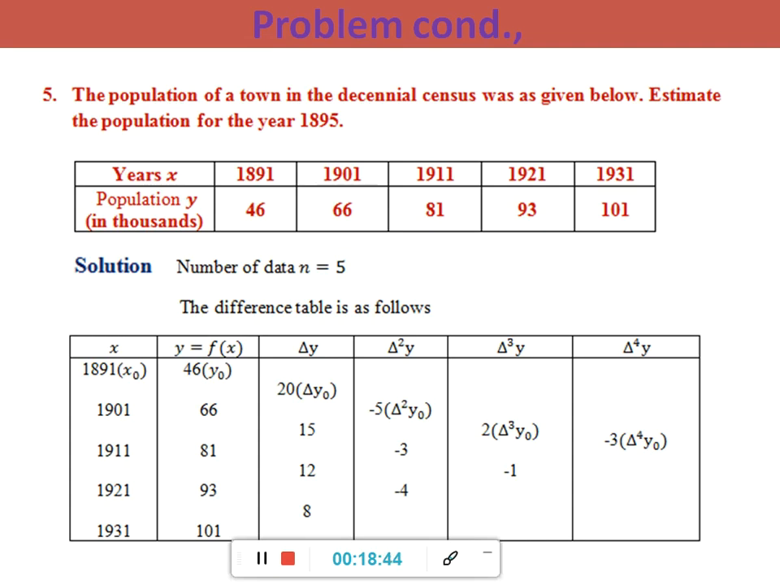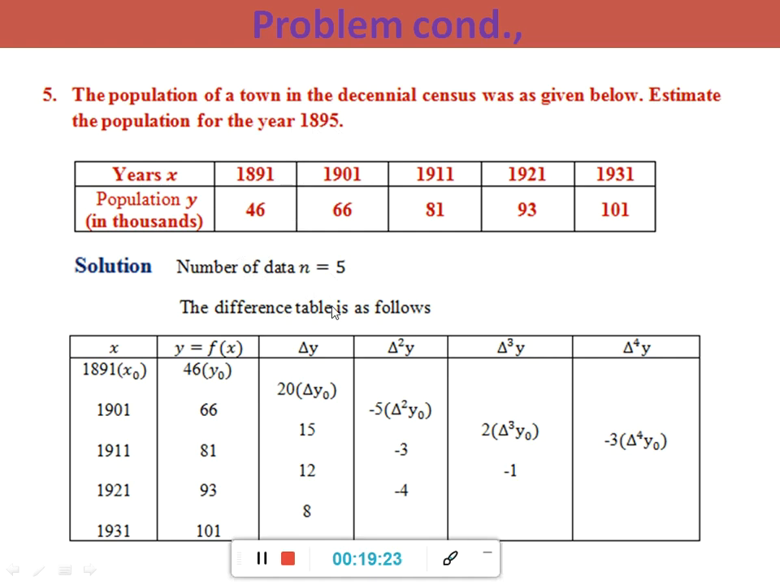The population of a town in a decennial census was given below. Estimate the population for the year 1895, right? So years are given here: 1891, 1901, 1911, 1921, 1931. Population in thousand: 46, 66, 81, 96, 101. We have to find the corresponding value of y for this. 1895 lies between the first two values. That means it is at the beginning of the table, very close to the first value. So we can apply forward difference formula. So here number of data is n equal to 5.